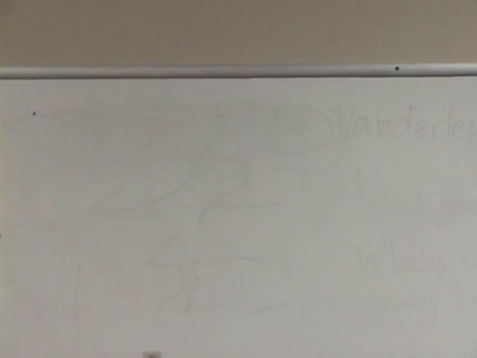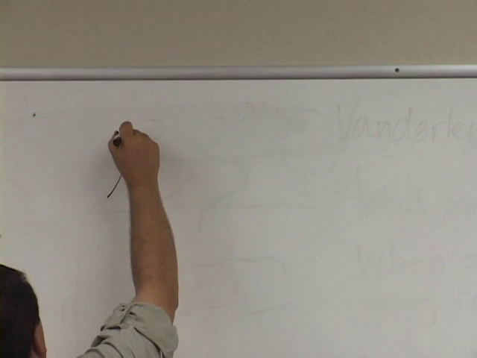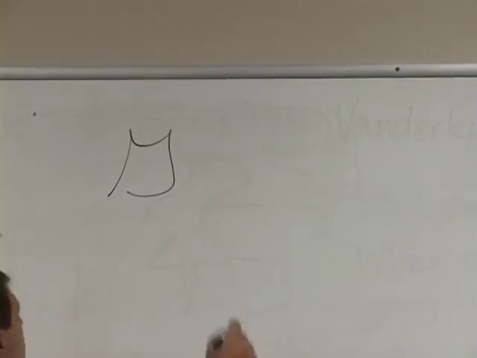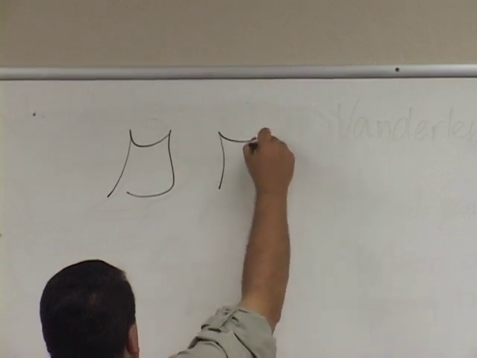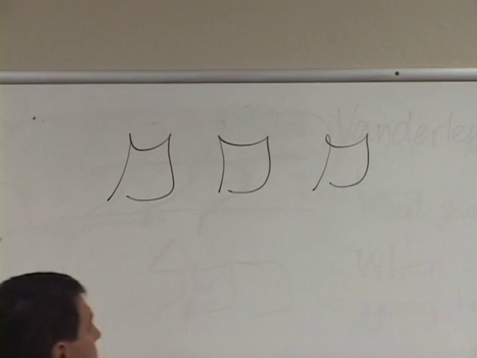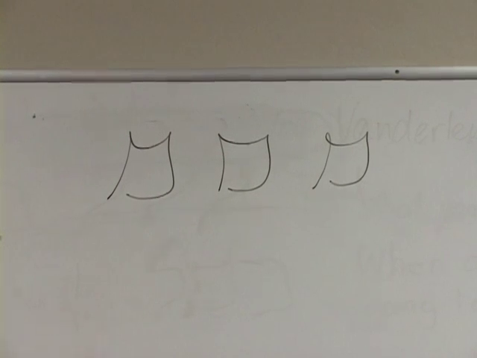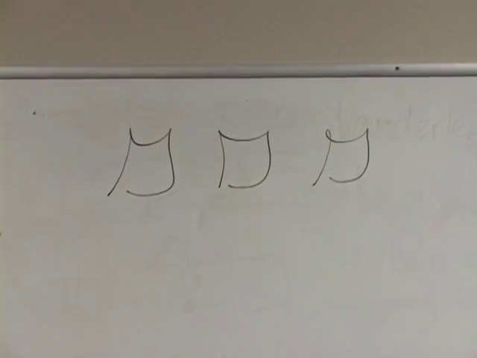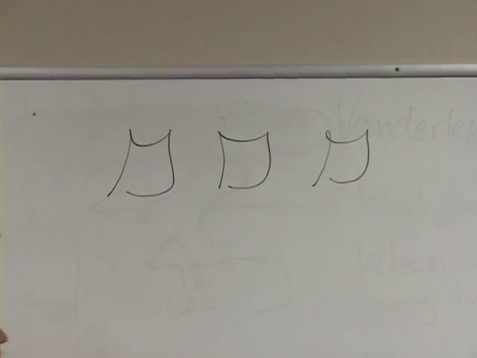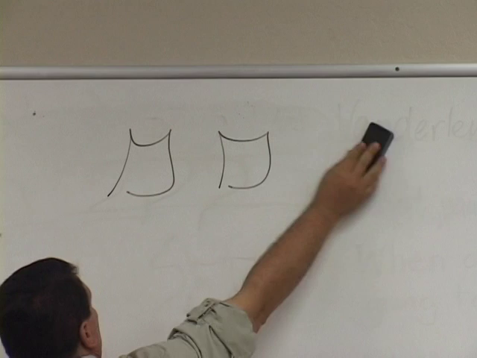Next letter is mem. The easiest way to write it is like this. Kind of like G. Or you can do this. Doesn't matter, as long as it resembles something similar to that. This is mem. Usually an M sound in a language.